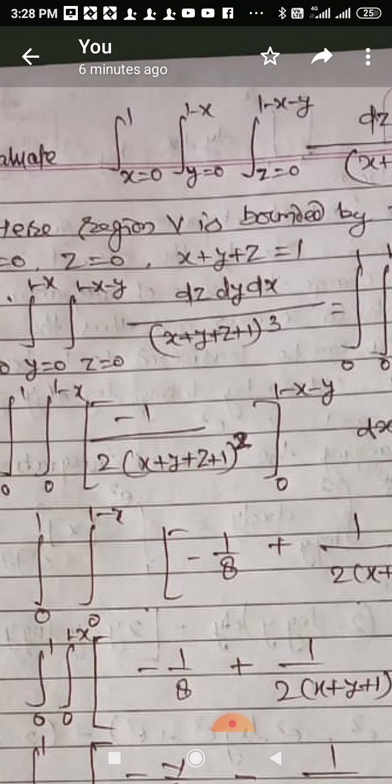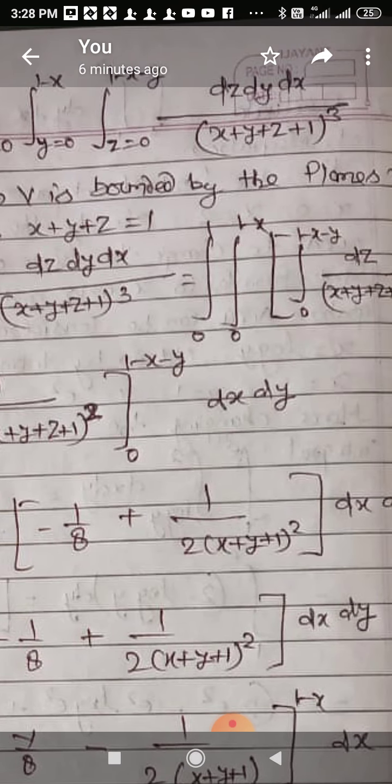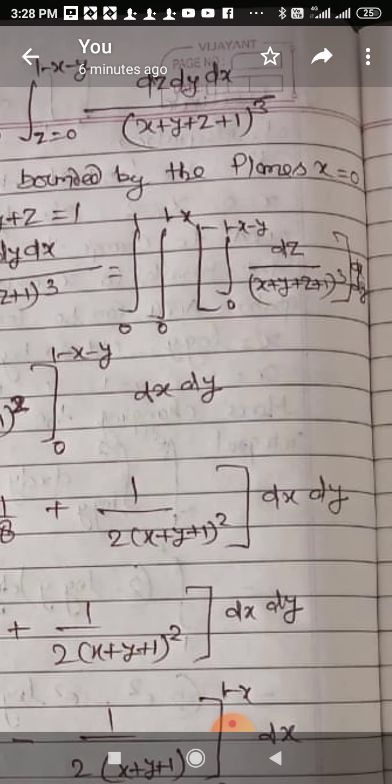with lower limit 0 and upper limit 1 minus x minus y. So we put the limit 1 minus x minus y in place of z, and 0 again in place of z. When it is put in place of z, x and y cancel out, and only 2 remains here. So 2 square becomes 4, into 2 is 1 by 8. And when we put the lower limit 0 in place of z, it becomes (x plus y plus 1) whole square, and dx dy.